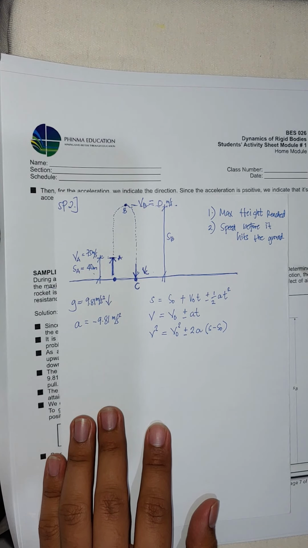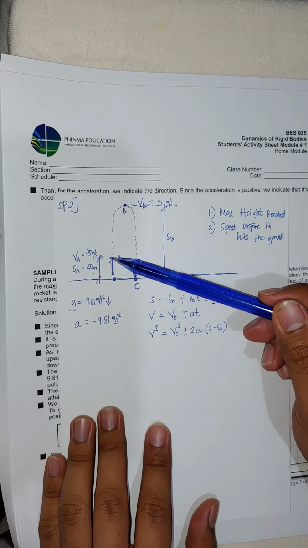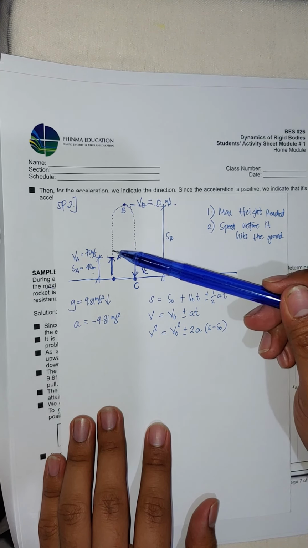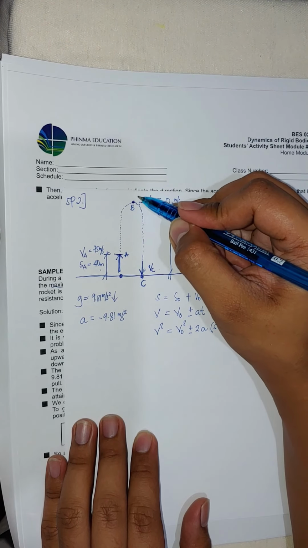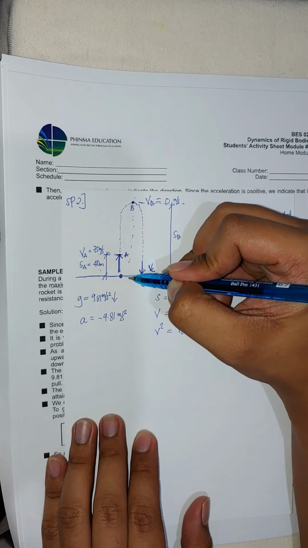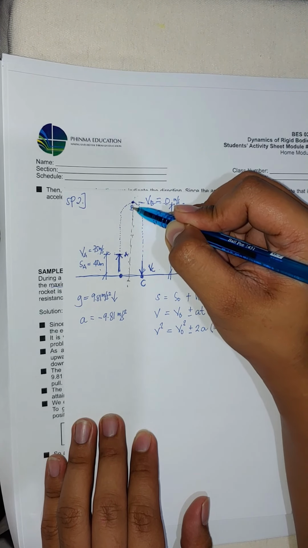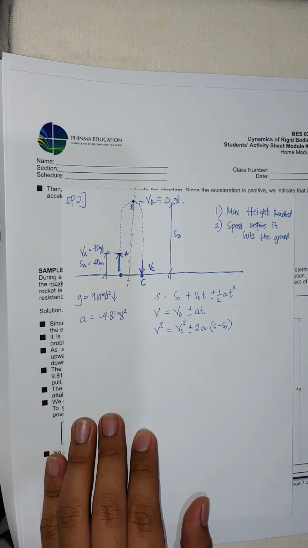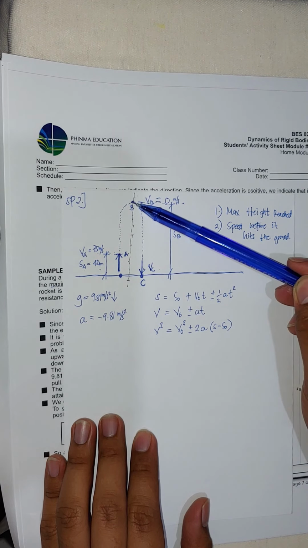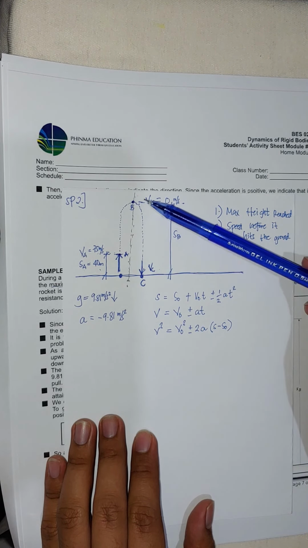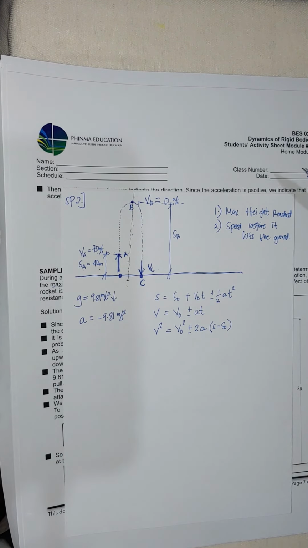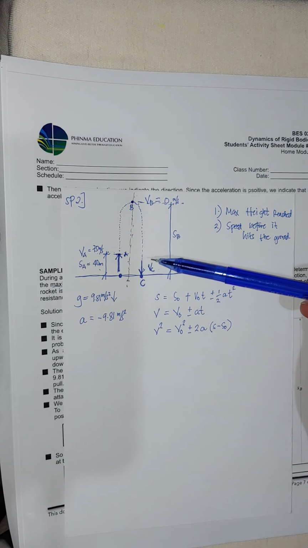So, which one will we use, class? At point A, we have initial, from point A to point B. To make our solving easier and less confusing, we divide this into points, di ba? It is because it is easier to use the equations. So, we have the equation from point A to point B, and then from point B to point C, or from point A to point C, just before it hits the ground. So, the first is the maximum height reached. That is our first problem, followed by the velocity before it hits the ground.